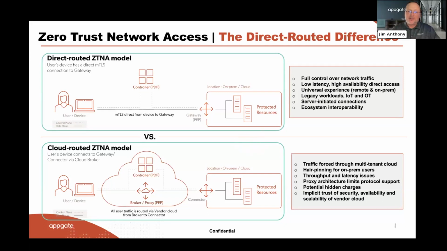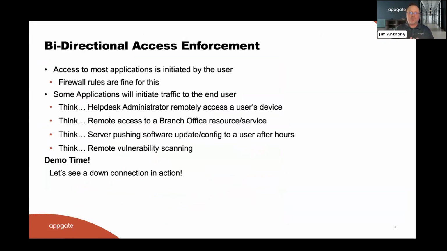Those are great comments, guys. And so let's spend the rest of this hour talking about some of the extended functionalities and some of the ways that we avoid the pitfalls associated with a cloud routed solution. So let's jump right into it with our first concept. So let's talk about bidirectional access enforcement. What does this actually mean?